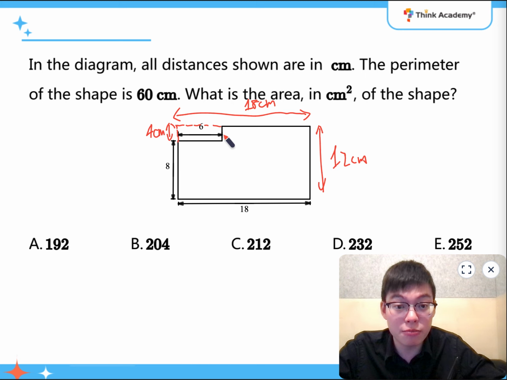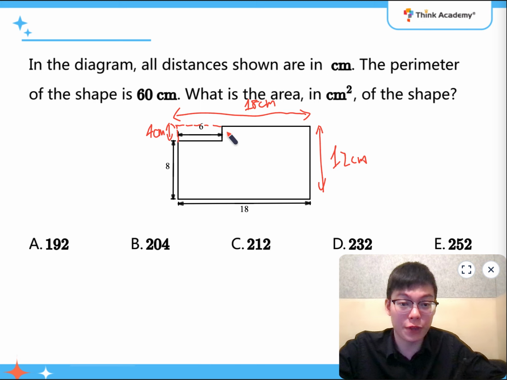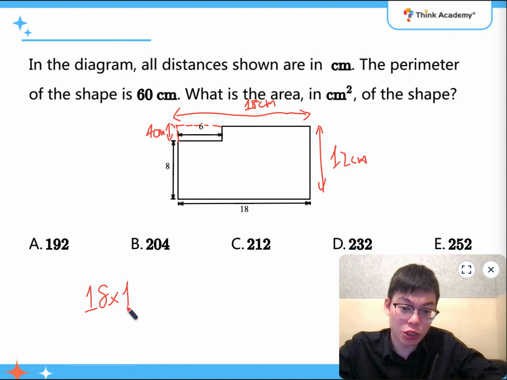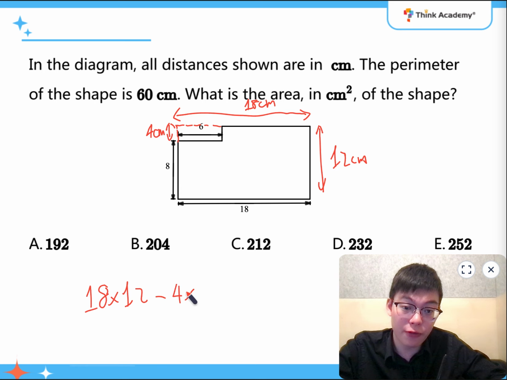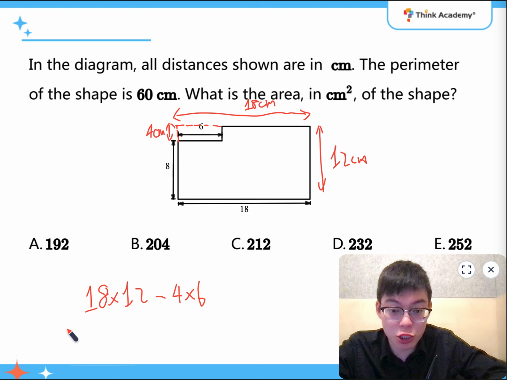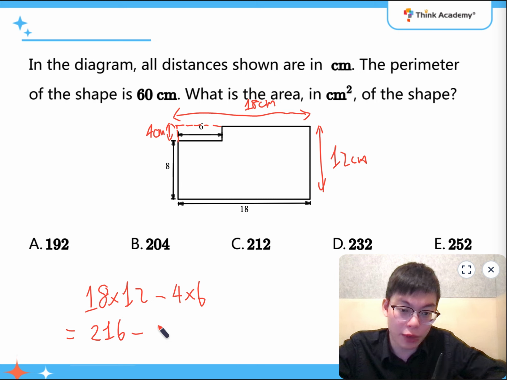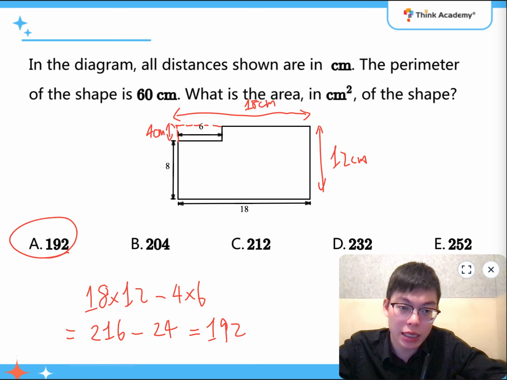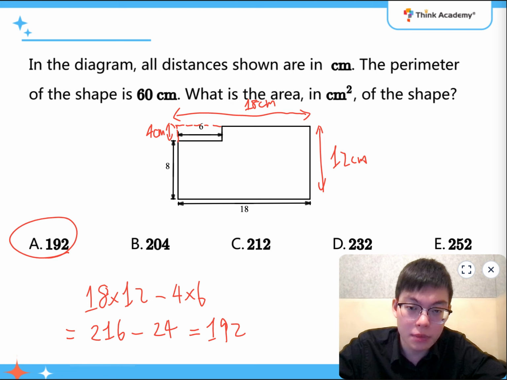And then if the length there is 6, it means that for the area of the whole shape, you can do 18 times 12, which is the area of the whole large rectangle, subtracting 4 times 6, which is the area of this part that is cut away. So for 18 times 12, what we get is 216. For 4 times 6, what we get is 24. And the subtraction is going to give us 192 centimeters squared as the answer. So the answer is going to be A. All right, that's what we have.